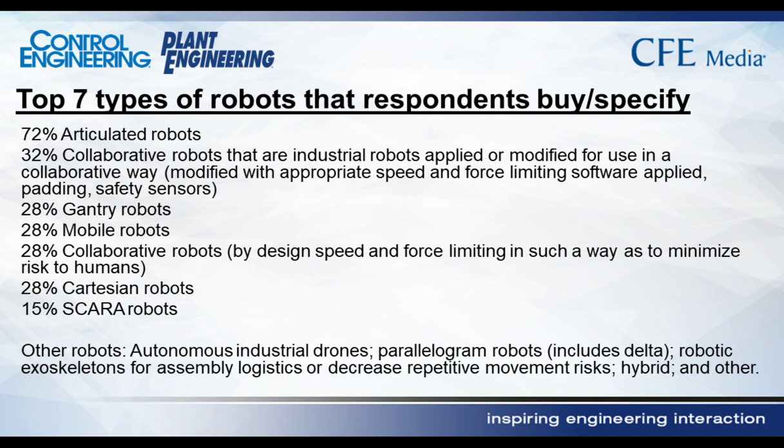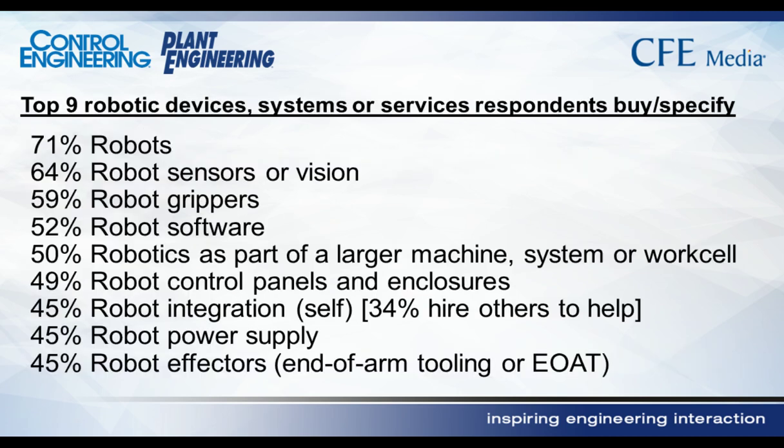Since all the collaboratively designed robots I've seen so far are articulated robots, these also could be counted in the articulated robot section. I also like how mobile robots are right up there with Gantry and Cartesian. I'm unsure a mobile robot would have made the top 7 maybe 5 years ago. So those are coming on strong.